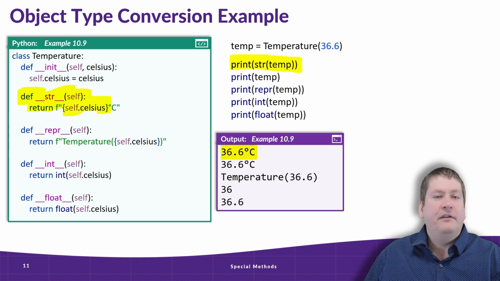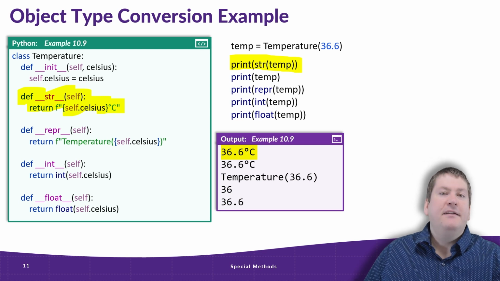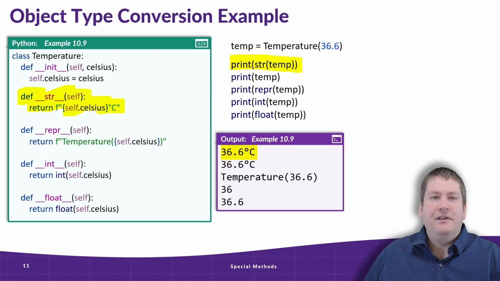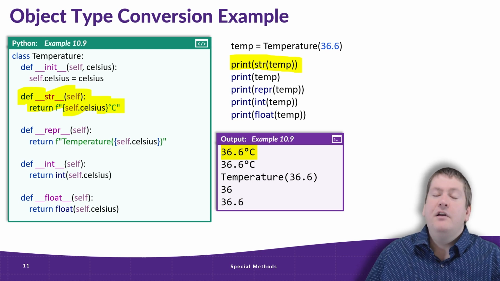So the first line is caused by this first print statement, and this is sending our object to the string function. The string function tries to convert the object into a string, and it does this by calling the string special method. So we get 36.6, the degree symbol, and C in this case, which is just what our special method says to do. Next, we are just sending the object directly to print. And the way this works is print is going to convert the object into a string first before it outputs to the console, and it does that by calling the string special method. So again, we get the same value here.